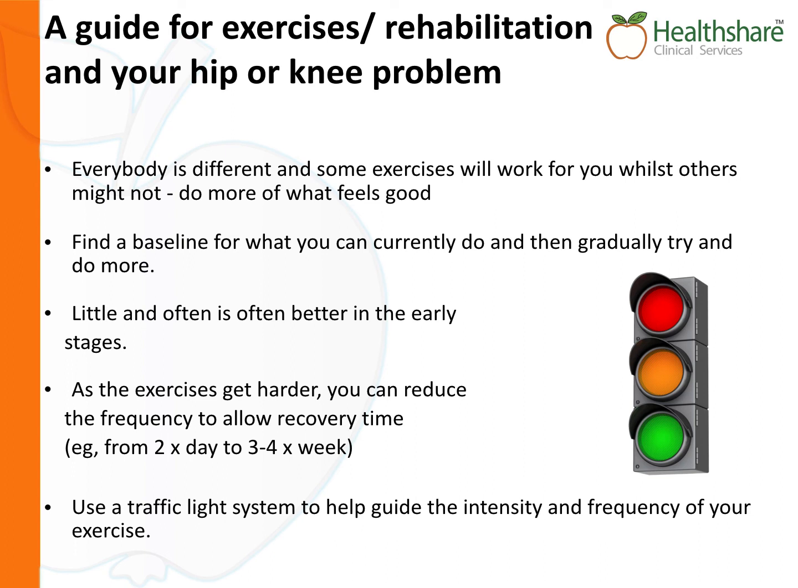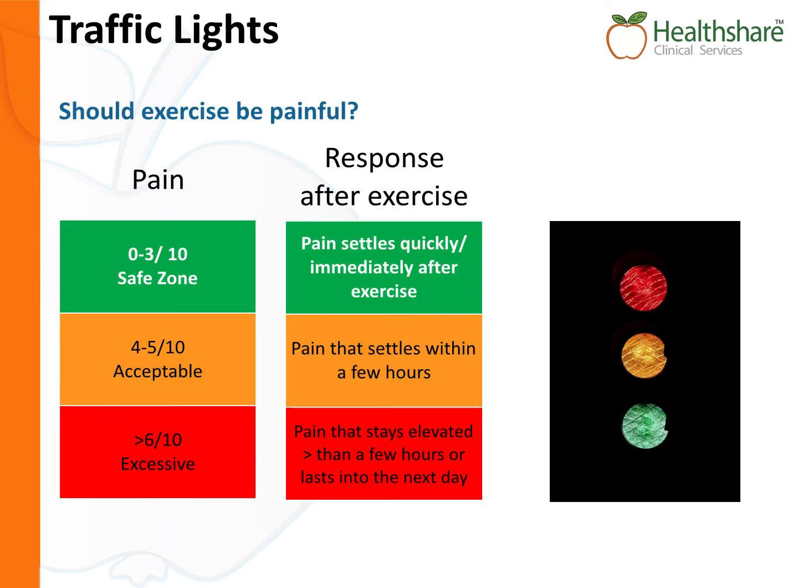And we've put together a traffic light system, so hopefully that guides the intensity of your exercise or whether you should reduce or increase the amount that you're doing. So if your pain levels are 0 to 3 out of 10 and your symptoms settle quickly or immediately after exercise, we call this a safe zone. So you can potentially push yourself a little bit more, but you certainly don't want to be doing any less. If your symptoms are 4 to 5 out of 10 and your pain settles within a few hours, that's acceptable, but we wouldn't want to look at pushing you any more.